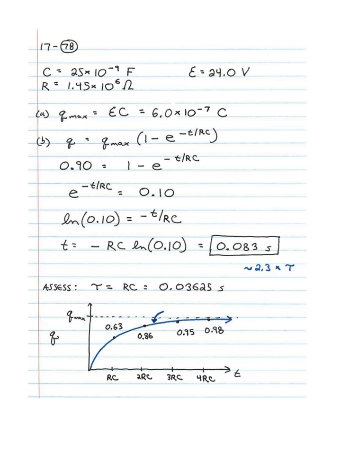For number 78, a 25 nanofarad capacitor is in series with a 1.45 mega ohm resistor. The capacitor is initially uncharged when the series combination is connected across a 24-volt battery. What is the maximum charge the capacitor will eventually attain? How much time does it take for the capacitor to reach 90% of that maximum charge?